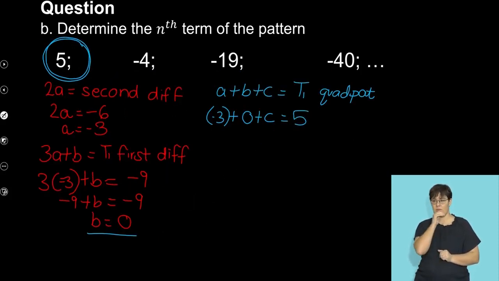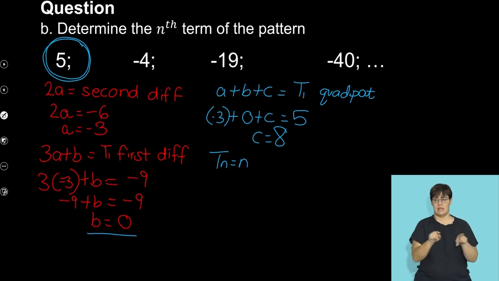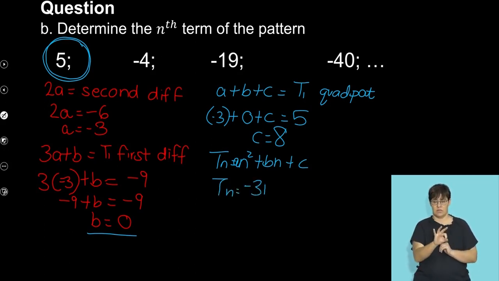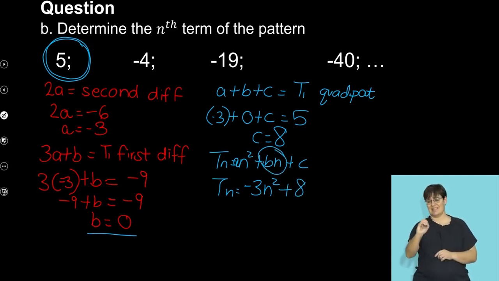This ultimately means that if I take the negative 3 over, c will be equal to 8. At this point, please don't forget to conclude because I still need to substitute into Tn is equal to an squared plus bn plus c. So Tn will be equal to negative 3n squared plus 8. Please note that I don't have anything with bn because b has a value of 0. I hope that everyone's okay with me so far.